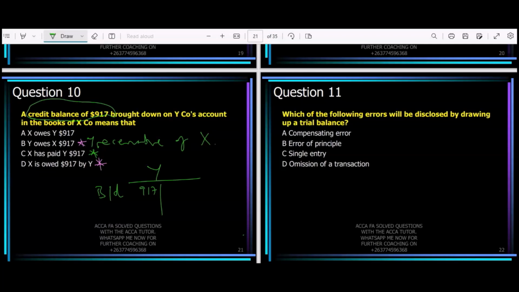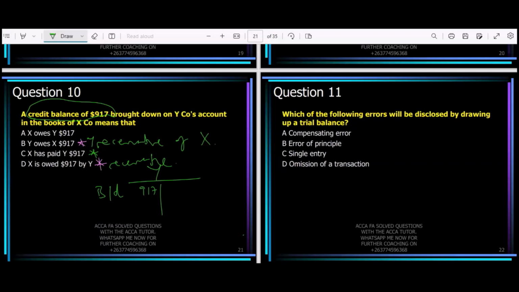Okay, so you can see that B technically is wrong. And it is the same as D. X is owed $917 by Y, so therefore Y is again a receivable. So this is why I said B and D are just the same. And if they are receivable, then it means that the balance brought forward or brought down should be a debit. Now let's move on to why A is the answer.